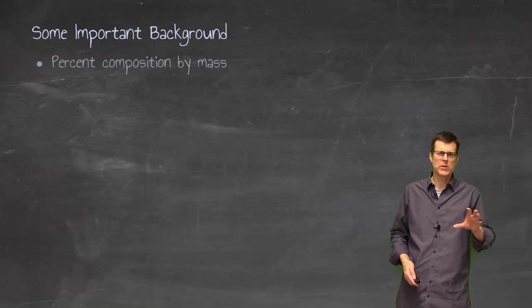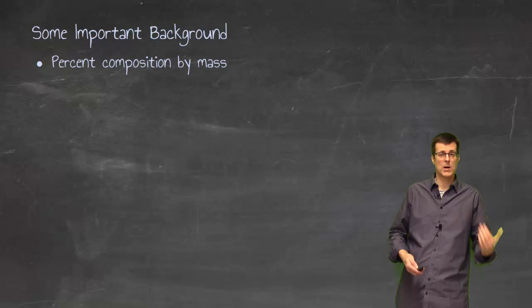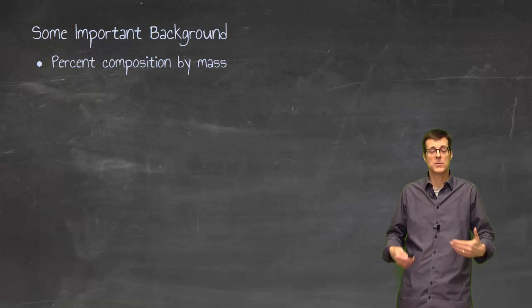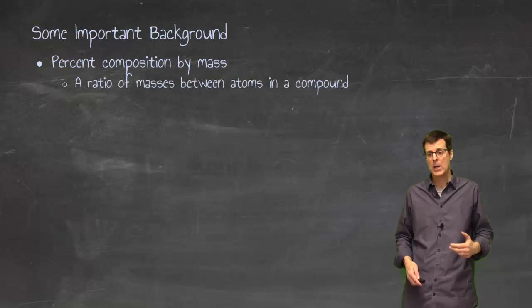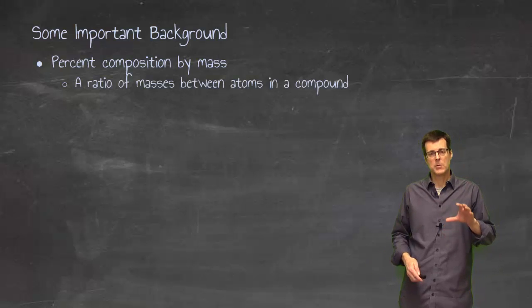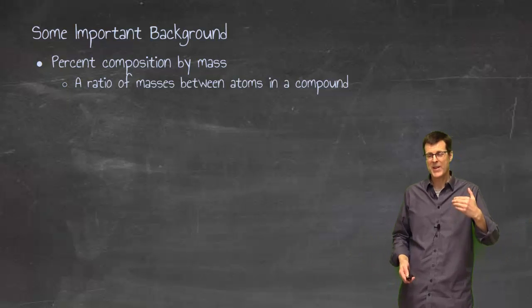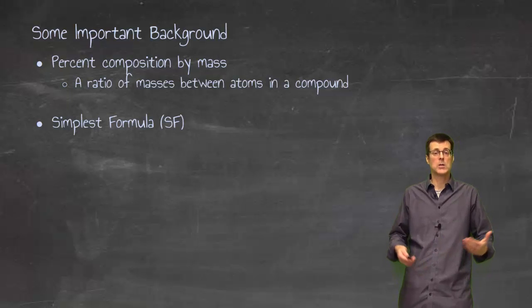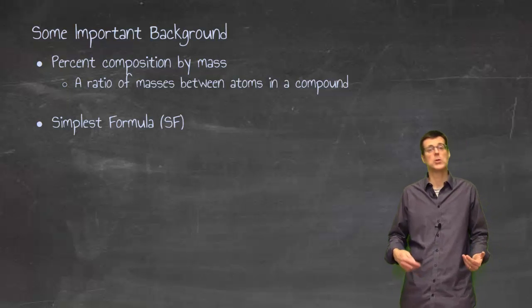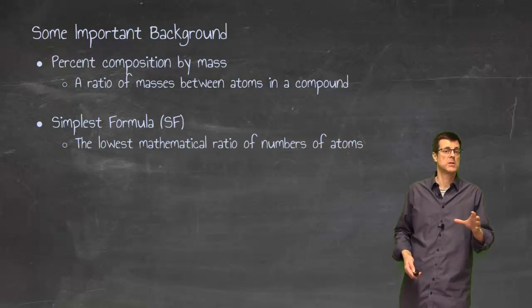Just as a background piece of information, we know about percent composition by mass, which tells us how the atoms are related in terms of the overall weight. We know how to find molar mass, for example. And percent composition by mass basically gives a mass ratio. That's not that helpful for us because our chemical formulas are about numbers: 2 atoms of hydrogen, 1 atom of oxygen. So simplest formula is going to be our starting point.